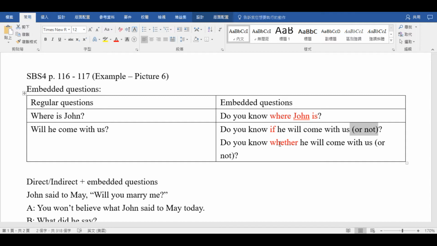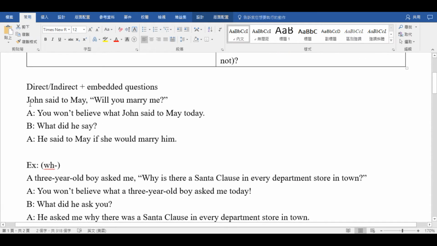Now we're going to talk about how to put embedded questions into direct and indirect speeches. Let's take a look at the example over here. John said to May, "Will you marry me?" This is a direct speech. You see the comma and quotation marks, so this is a direct speech sentence.